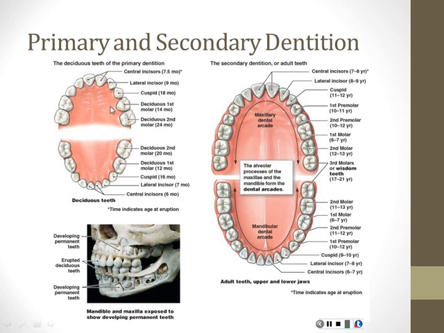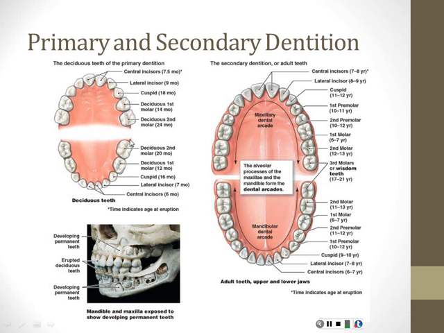So there's 10 on the top, 10 on the bottom. Those fall out and are replaced by the adult teeth, and there's quite a few more of them, particularly in the molar department. One of the reasons that we evolved like this is probably because we could not have fit all of the adult teeth in a child's mouth, right? So we needed to have sort of two sets to make that work.